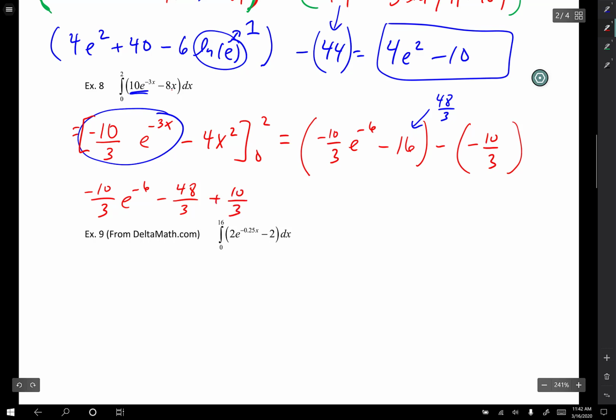So 48 plus 10 is 38. Well, negative 48 plus 10 is negative 38. So what I have is negative 10 over that e to the negative 6. I'm bringing it down, 3e to the 6. So now I turned it into a positive. And then I'm going to write minus 38 over 3. And I don't think that, nope, that does not reduce.